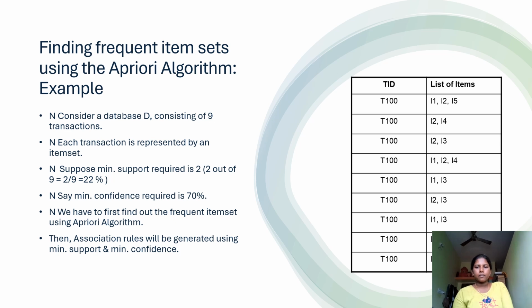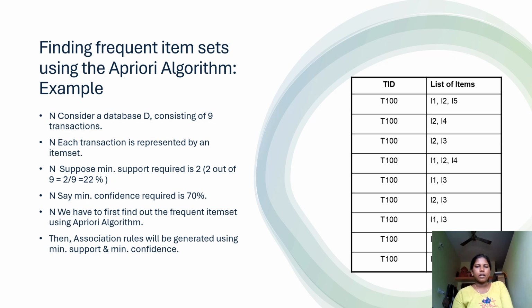Here you can see that the database D consists of 9 transactions. Here the number of transactions, up to T900, is 9, and each transaction is represented by an item set. Suppose the minimum support required is 2. 2 out of 9 is 2 by 9, equal to 22%. Suppose the minimum confidence required is 70%.